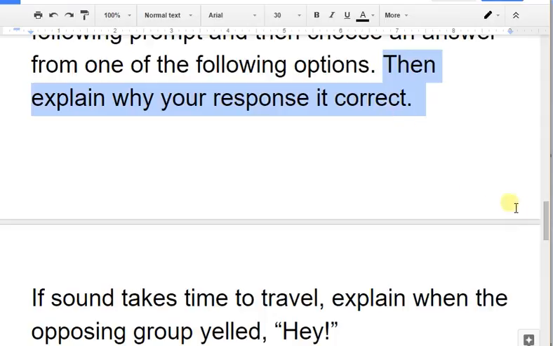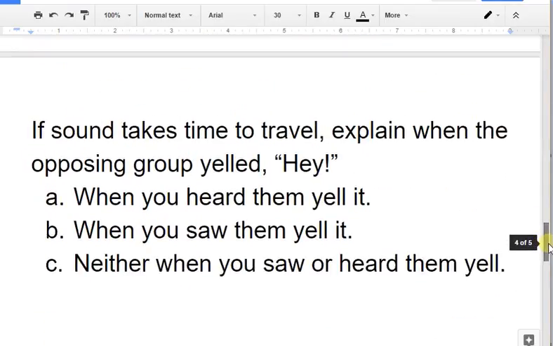Okay, so on number 3, this is what you're going to write about. If sound takes time to travel, explain when the opposing group yelled hey. Did they A, yell hey when you heard them yell it? B, yell hey when you saw them yell it? Or C, are neither of those options correct, meaning neither when you saw it nor when you heard them yell hey?